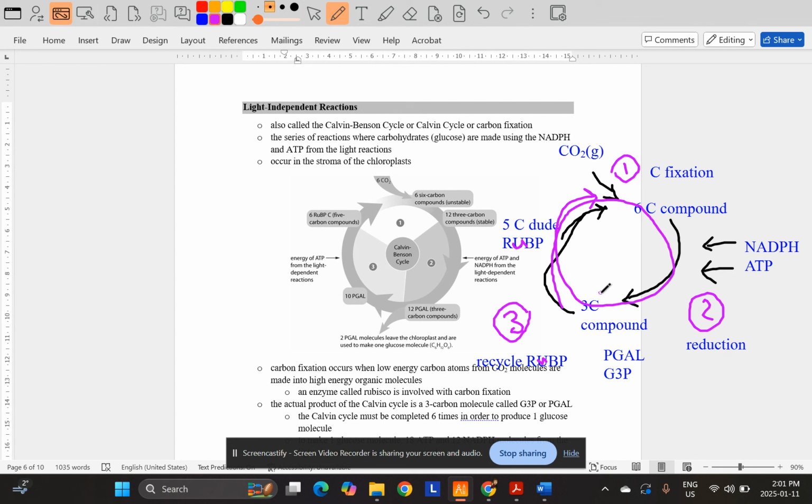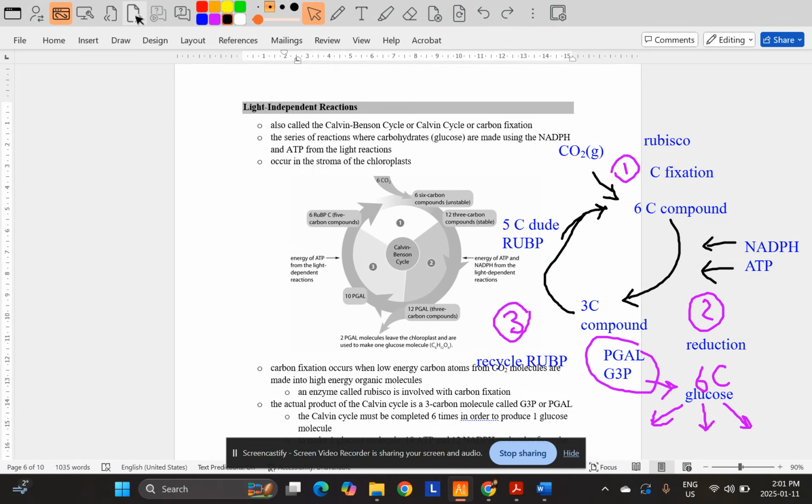So this is the sugar making, and it's 3 simple steps. Fix the carbon and make it useful, which the enzyme Rubisco does. Then the high energy compounds reduce the carbon, and we get PGAL and G3P. Then we recycle the RuBP to keep going and continue the cycle. When you take the 3 carbon compounds and put them together, that's how you get the glucose, the food that the plant needs.